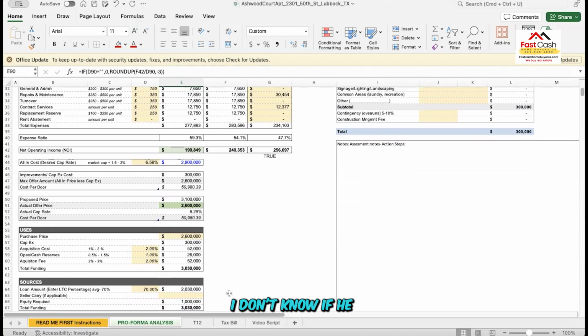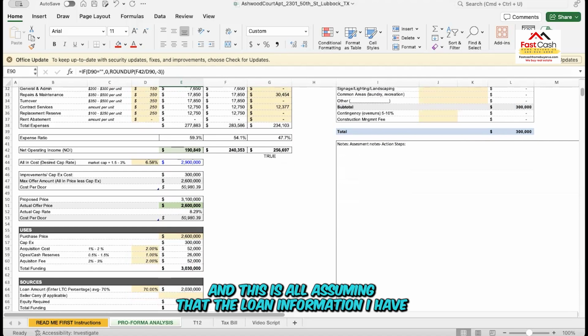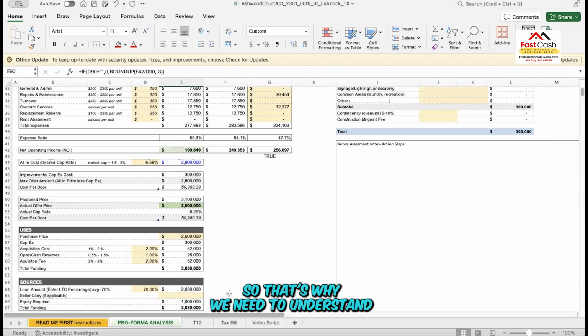I don't know, and this is all assuming that the loan information I have is correct. The loan information I have could be completely wrong. So that's why we need to understand what kind of loan he has on this property. And if he has a loan on this property, what are the terms, how is it structured and all of that. And that'll help us to make a better informed decision.